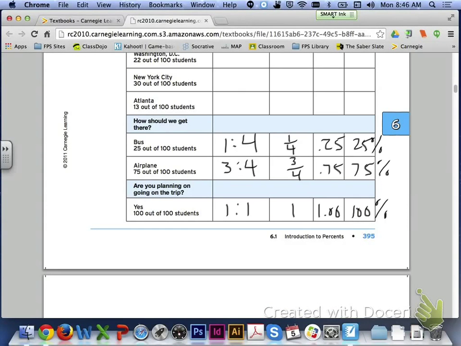And for the last two sections, again, if you look at the ratios first, 1 to 4, 3 to 4, and 1 to 1. For the fractions, 1/4, 3/4, 1 whole. For the decimal, 25 hundredths, 75 hundredths, and 1.00, again 1 whole. And percent, 25%, 75%, and 100%.